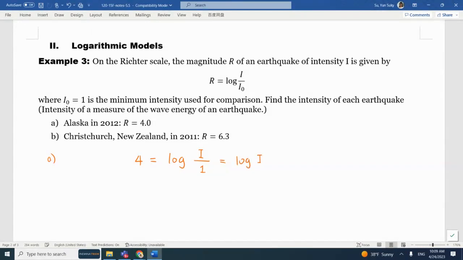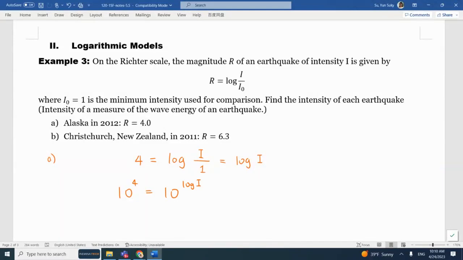By the way, anything over 1 is just that thing. Do you agree, everybody? You divided by 1 is just that thing. Okay. So 4 is log I. We isolate the log term. Is it isolated already? Yes. It's by itself, right? On one side. Okay. How do we get rid of the log? We do 10 to the power on both sides. Is that okay, everybody?